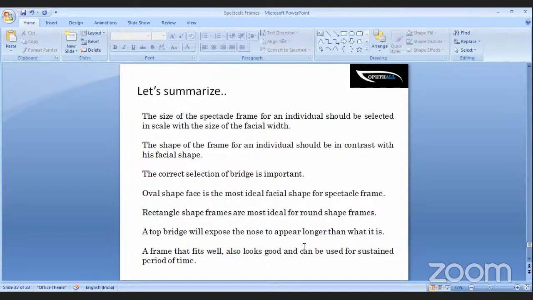The shape of the frame for an individual should be in contrast with the facial shape, as we discussed. The correct selection of the bridge is very important, as we discussed, because it determines the comfort and also stability of the frame on the user's face. Oval shaped face is the most ideal facial shape, in which case you can fit most shapes of frame. Rectangular shaped frames are mostly ideal for round faces. A top bridge will make the nose appear a little longer than what it actually is. A frame that fits well also looks good and can be used for a longer period of time.